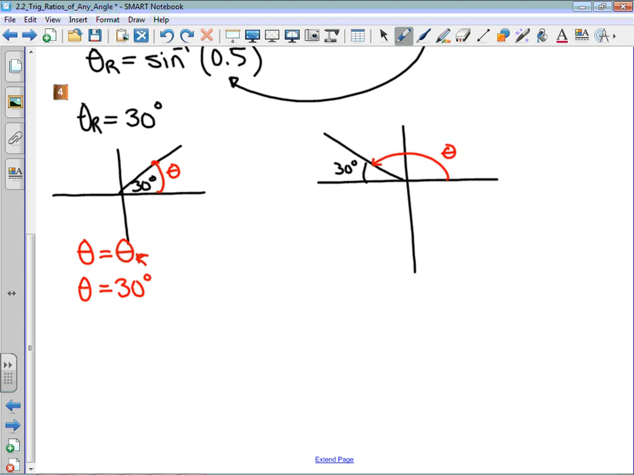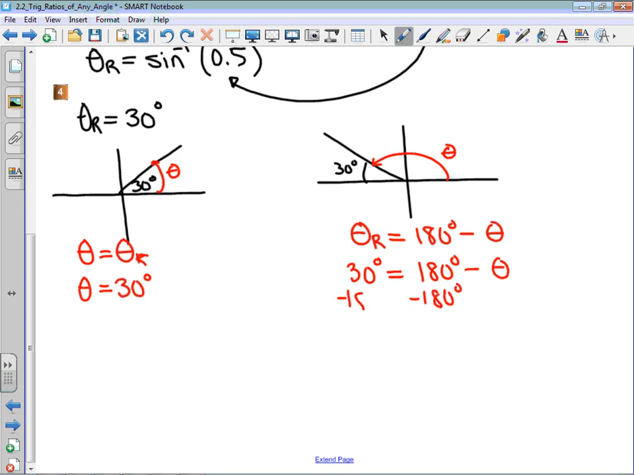In quadrant 2, though, that story is a little more complex. We said that theta R was equal to 180 degrees minus theta. We know what theta R is, so you could put that in. 30 degrees is equal to 180 degrees minus some unknown. I could just move the 180 degrees over, and I get that negative 150 degrees is equal to negative theta, so theta is equal to 150.